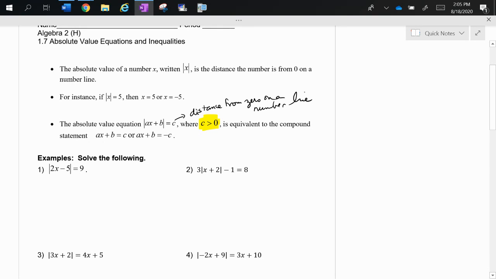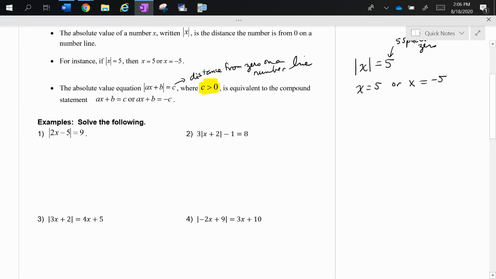So for instance, let's say the absolute value of x is equal to 5. This is 5 spaces from 0. So what two numbers are 5 spaces from 0? Either 5 or negative 5. And that means x is equal to 5 or x is equal to negative 5. So an absolute value equation is always a compound sentence, and it's always an "or" compound sentence.